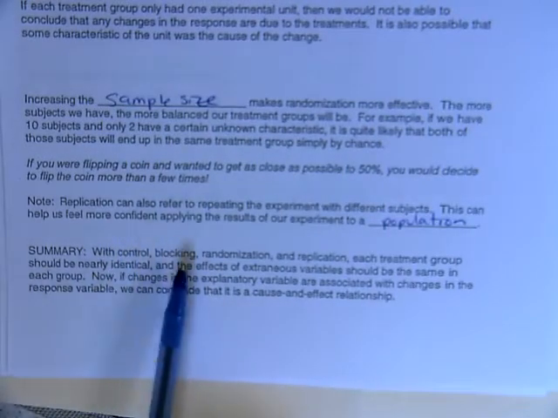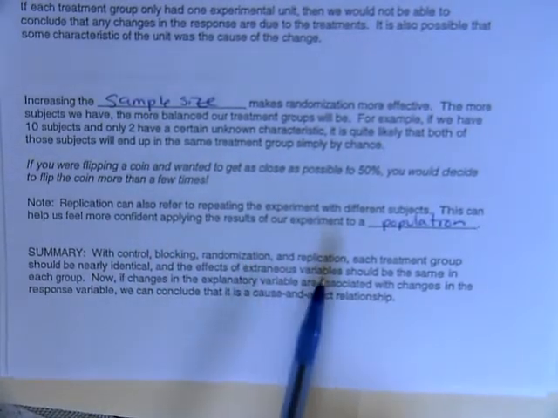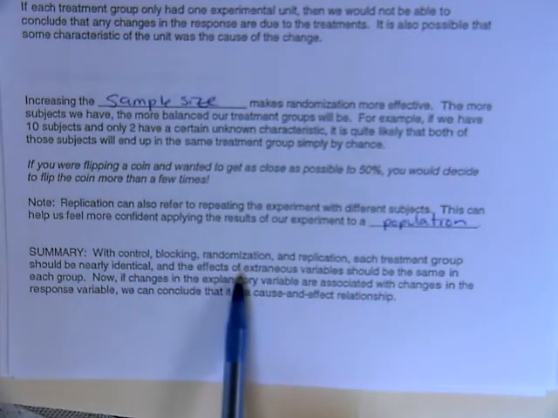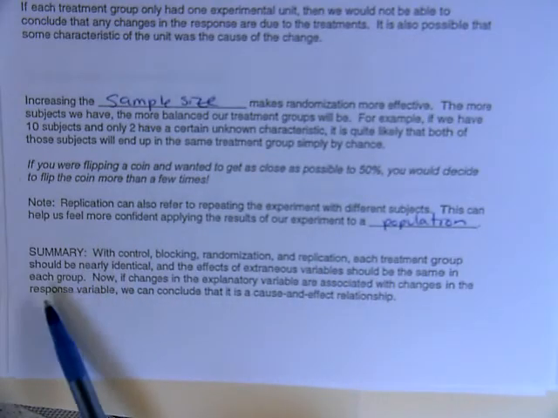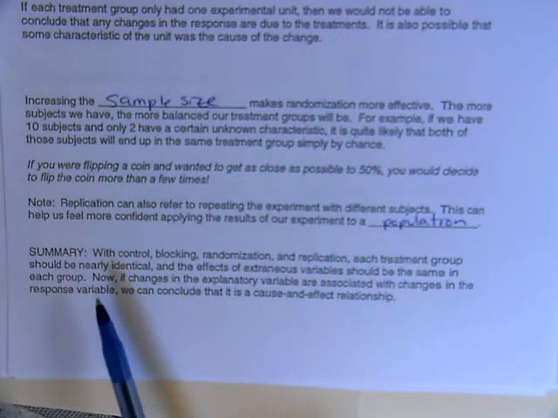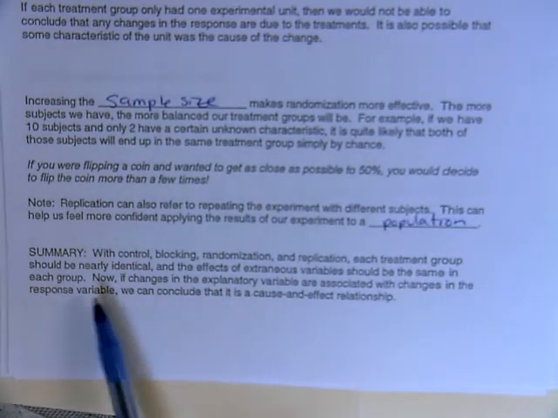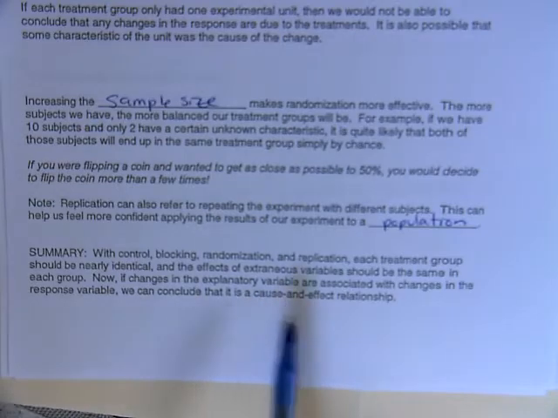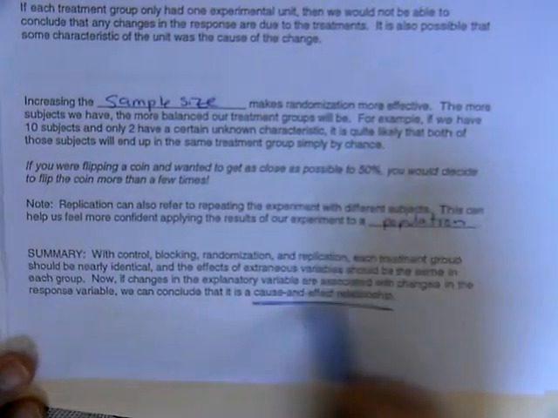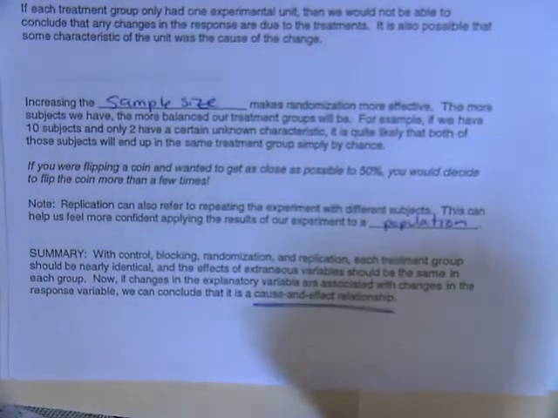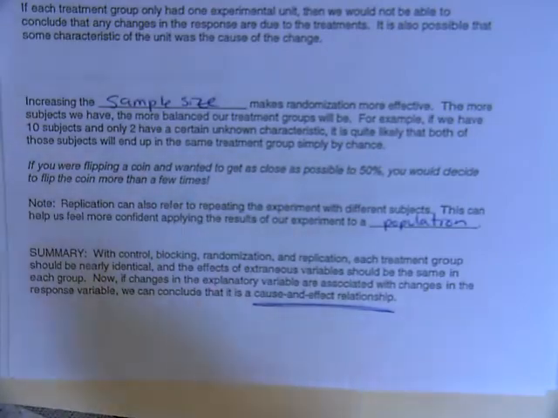So here's our summary of 2.4. With control, blocking, randomization, and replication, each treatment group should be nearly identical, and the effects of the extraneous variables should be the same in each group. Now, if changes in the explanatory variable are associated with changes in the response variable, we can conclude that this is a cause and effect relationship. So all we're doing is trying to get a good experiment so that at the end we can say caffeine does affect your pulse rate.